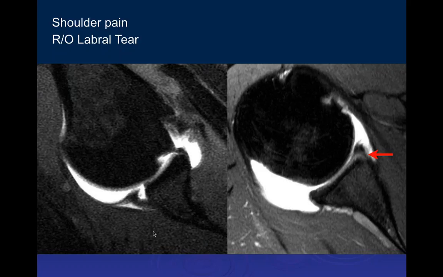Yeah, so this is a case where in the ABER view it does what it was designed to do. We can see that it's lifted the anterior labrum off, and we can see the detachment of the anterior labrum from the glenoid here. So this is a labral tear.